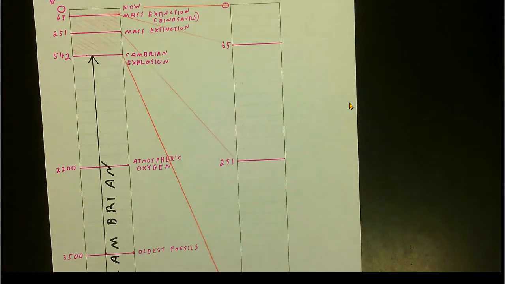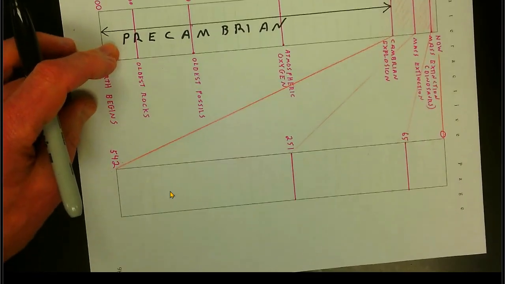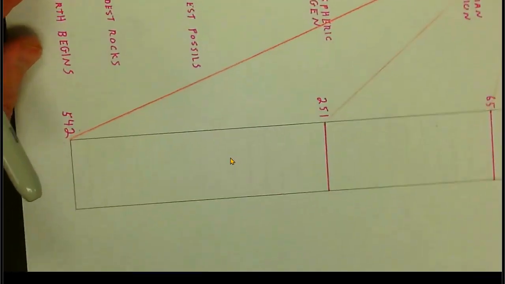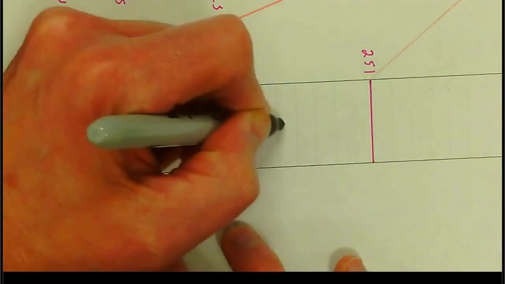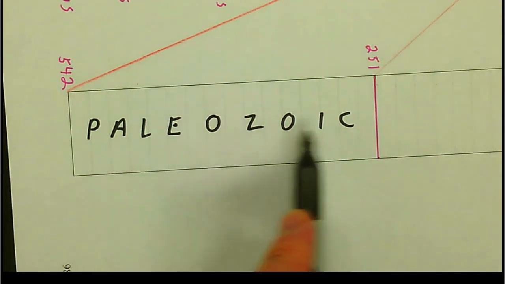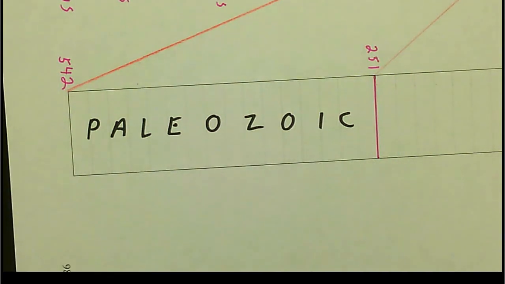We have names for these different eras of time. Just as we call this the Precambrian, because this represents the Cambrian explosion right there, we're going to call this area the Paleozoic. So the Paleozoic time. Paleo means ancient, zoic means life. So this is a time of ancient life.